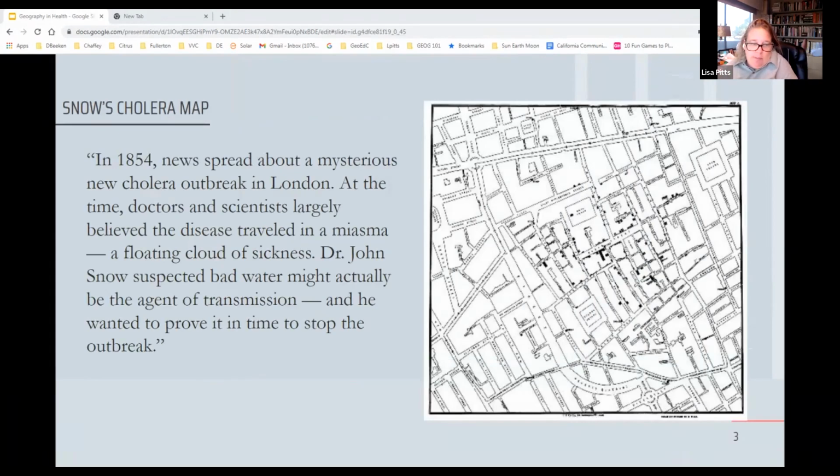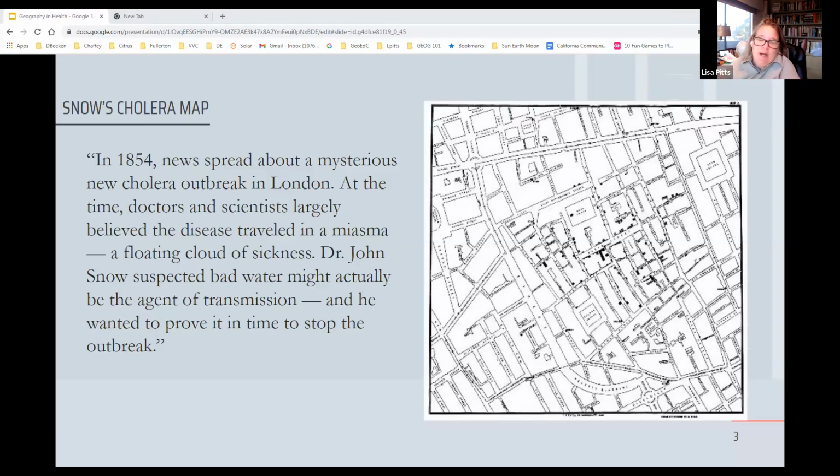No discussion of geography and health would be complete without talking about Dr. Snow's cholera map. Dr. John Snow suspected that there was something in the water when the cholera outbreak occurred in London in the 1850s. Remember, this was before the germ theory. This was before we realized that germs were out there and that they could cause problems.